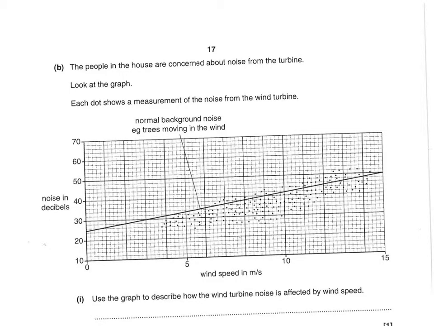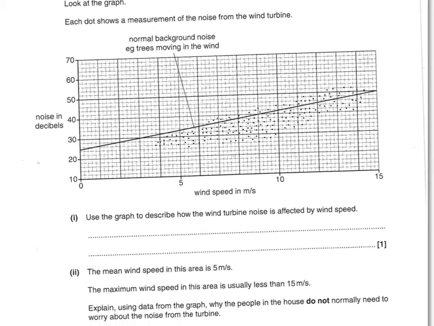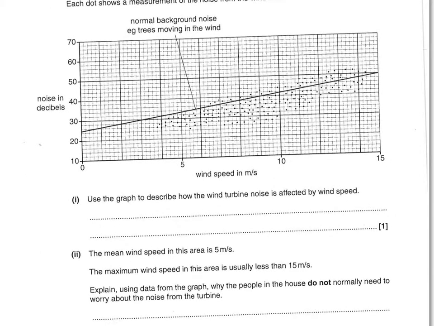The people in the house are concerned about noise from the turbine. Look at the graph. Use the graph to describe how the wind turbine noise is affected by wind speed. So this is simply, as wind speed increases, the noise in decibels increases as well. If you're unsure how to label these, just use the labels on the axes. So as the wind speed in meters per second increases, the noise in decibels also increases, as you can see where those dots are.